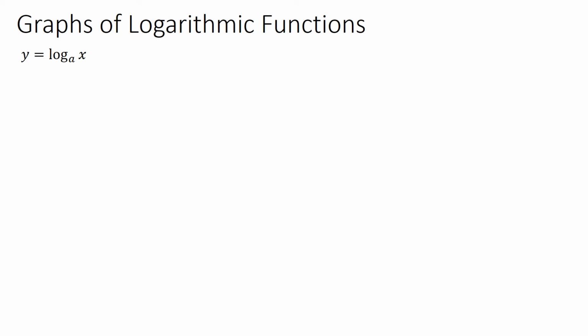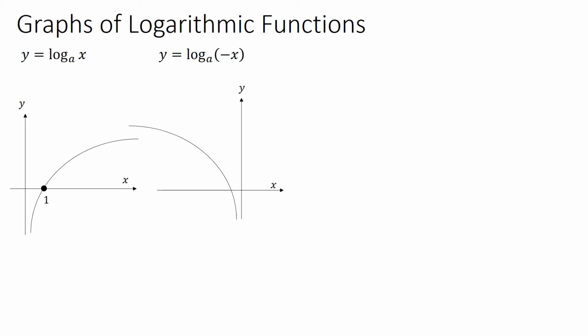Okay, next let's move on to graphs of logarithmic functions. The basic equation is y equals log_a x, and this is the basic graph for this basic function, y equals log_a x, and it cuts the x-axis at 1. If y equals log_a of negative x, then the graph will look like this, and it cuts the x-axis at -1. If you look at it, it's actually a reflection of the first graph along the y-axis.